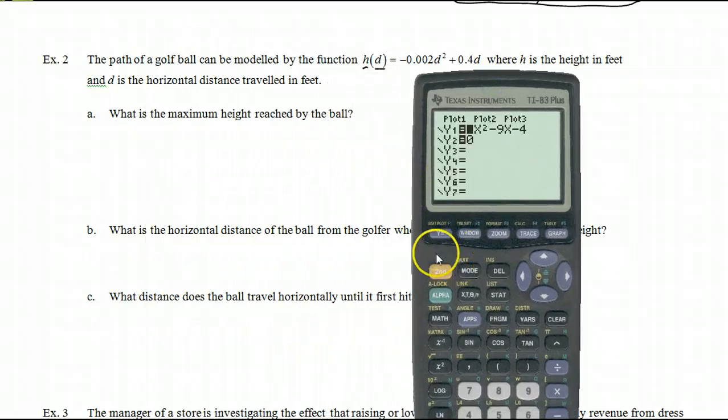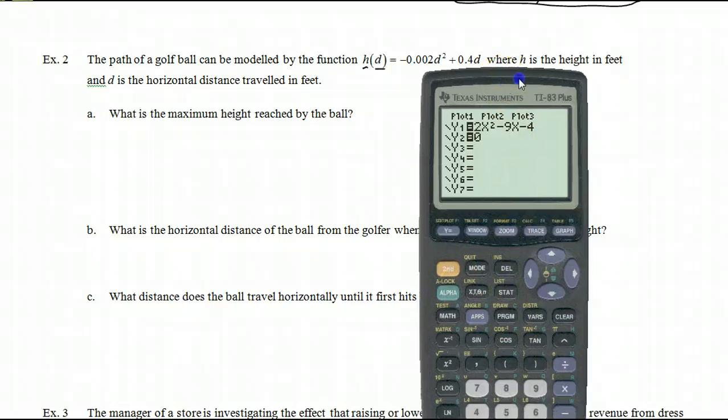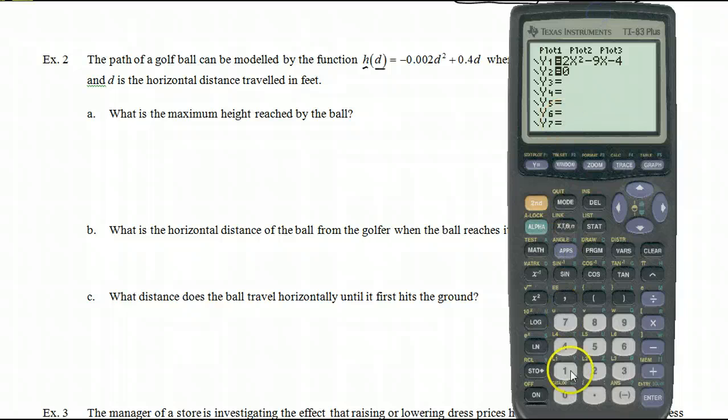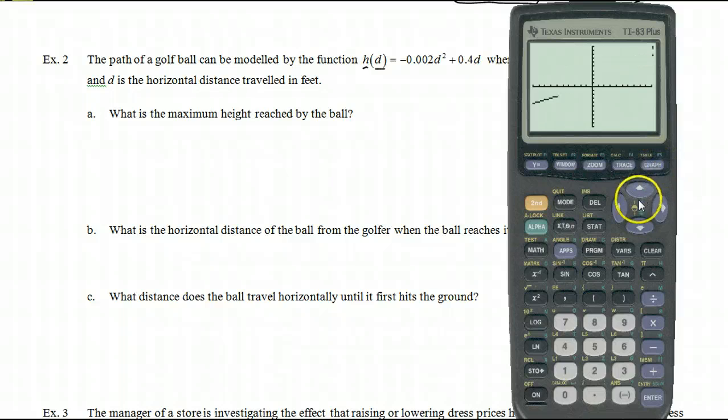And let's graph this. So, hang on, I'm going to move stuff around a bit. Negative 0.002 x squared plus 0.4 x. Okay, let's just hit graph, see what happens.